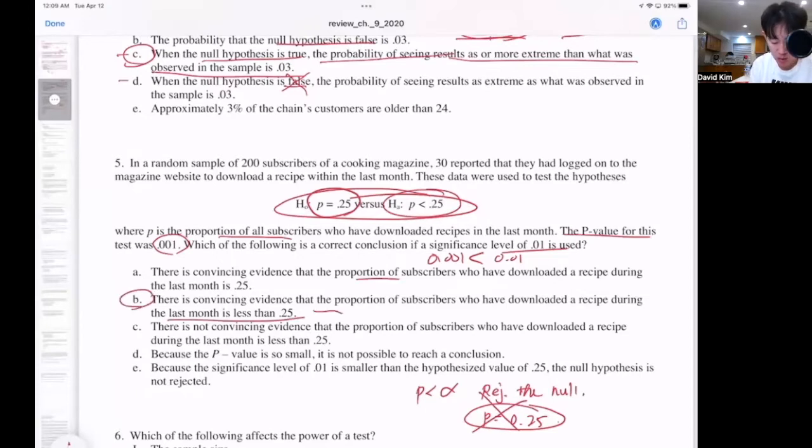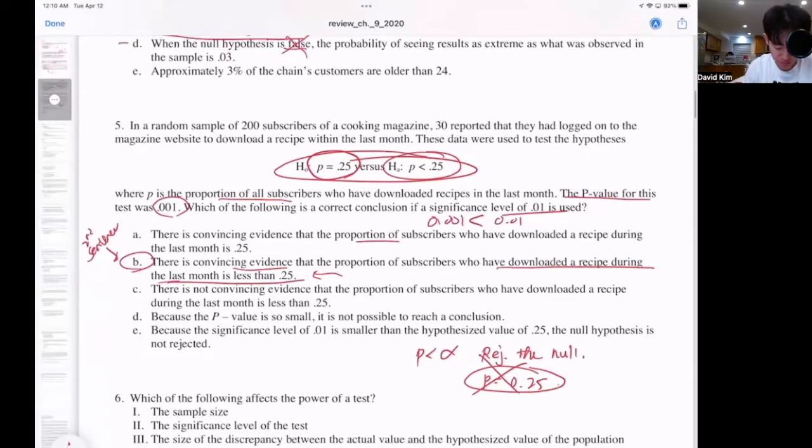So that is what B clearly says, what I really want to say. There's convincing evidence that the proportion of subscribers who have downloaded the recipe during the last month is less than 0.25. It's like the second sentence of your conclusion portion. You always start off with the words, there is convincing evidence, and so on. And so number 5 is B.